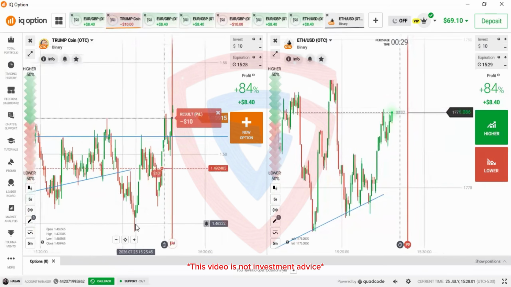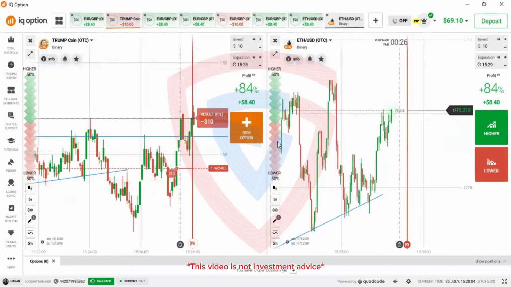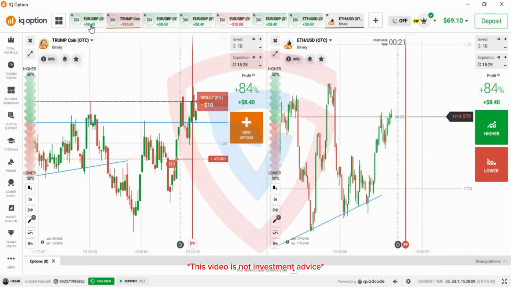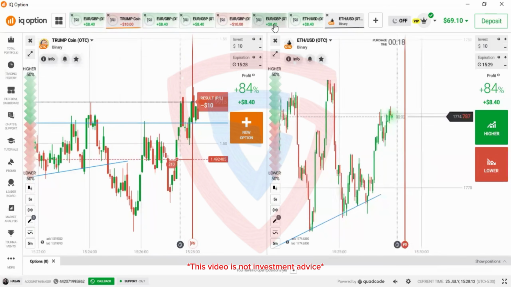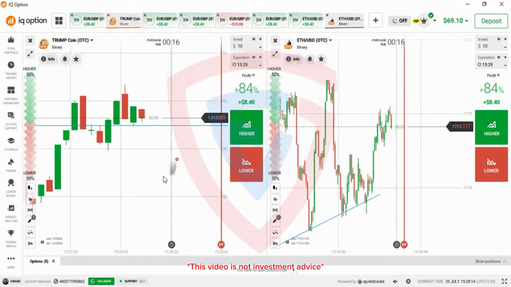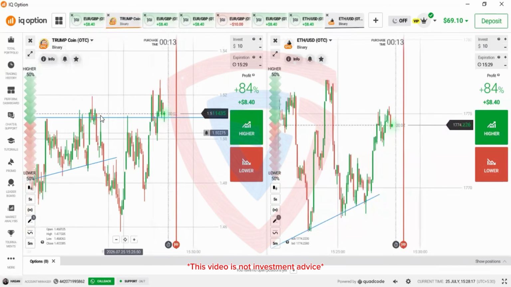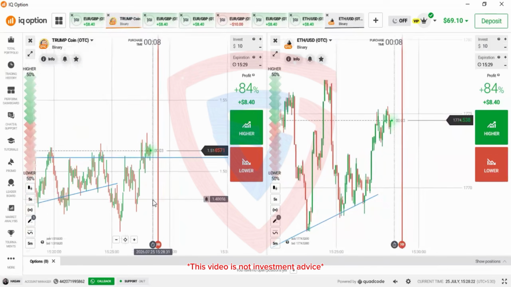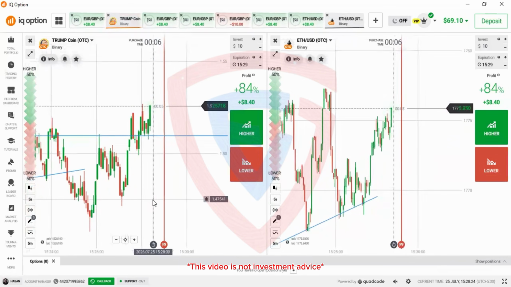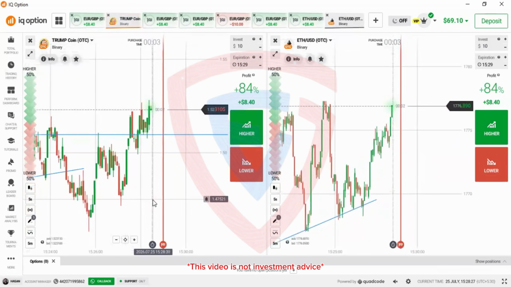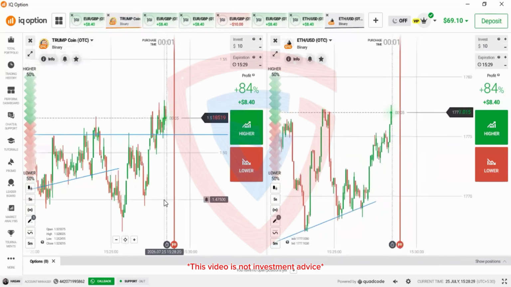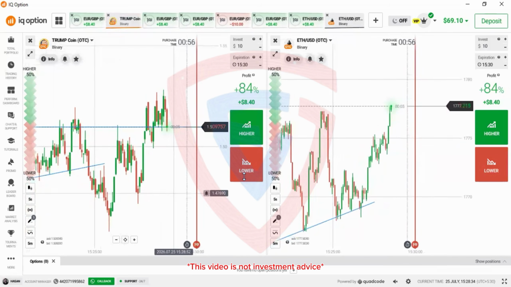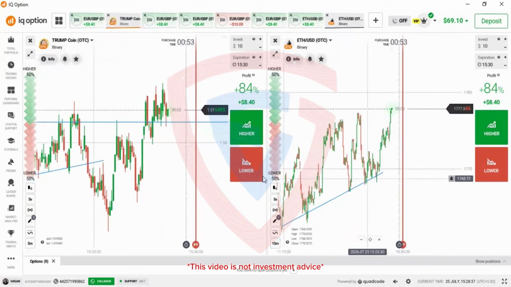So actually it made a low, which means I should enter here, not here. This is my mistake, another mistake. Okay. Total 7 trades I placed. So the market made a high and it is making highs. So it made another high.